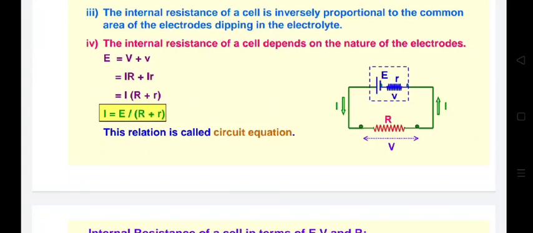E is equal to I into capital R, external resistance, plus I into small r, internal resistance. Then on solving we get the equation I is equal to E upon R plus r. That is, the current flowing in the circuit will be given by the formula EMF upon total resistance in the circuit. Now what is total resistance in the circuit? The total resistance is the external resistance plus the internal resistance. So I is equal to E upon R plus r.